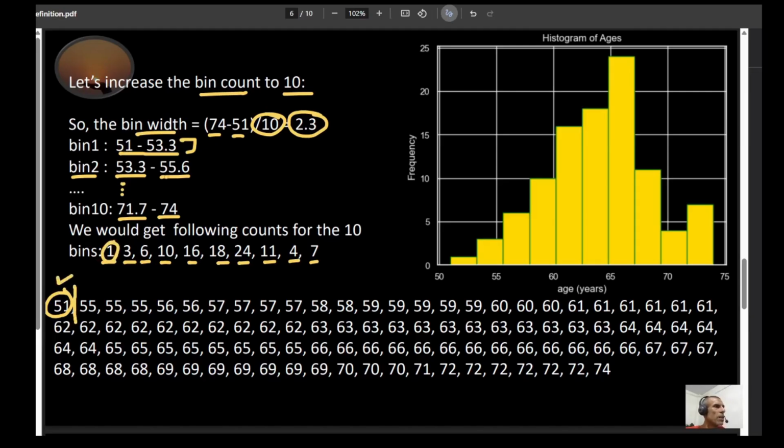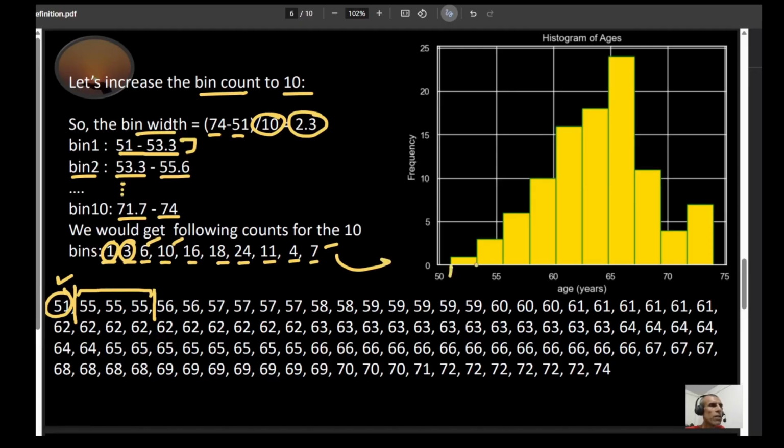Is 1 right here. Let's take a look at this one. From 53.3 to 55.6. 55.6 will be somewhere over here, and you can see that there are only 3 values over here, and this is how you get 3 values. Likewise, you can see the 6, 10, all the way up to 7 right here. Now when you plot this, it will look something like this.